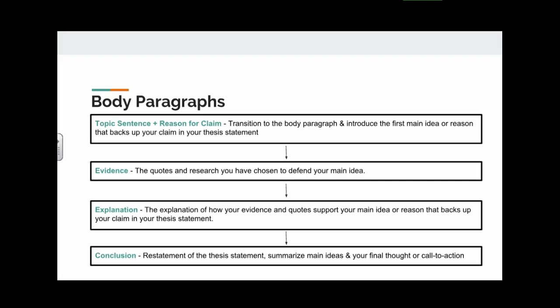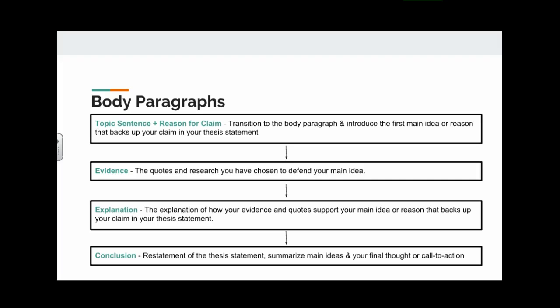This is the most, everyone open up your ears when I say this. This is the most important part of an essay, is the explanation. That's the part that I'm going to be the hardest grader on. That's the part that really makes up whether you can understand how evidence can back up a thesis. This is where you explain how your evidence and quotes support your main idea or reason that backs up your claim.